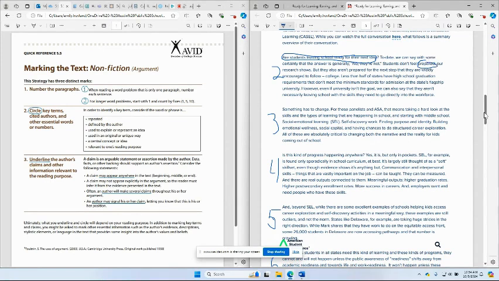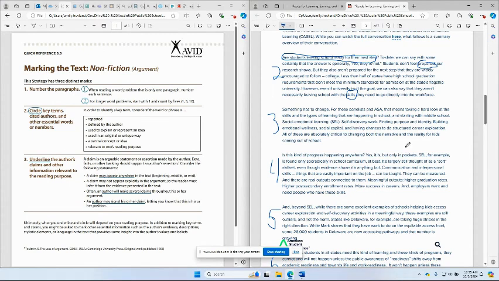And our research shows they also aren't prepared for the next steps that are widely encouraged to follow. College. Less than half of states have high school graduation requirements that meet the minimum standards for admission at a state's flagship university. However, even if university isn't the goal, we can also say they aren't necessarily leaving school with the skills they need to go directly into the workforce. Okay, we're seeing skills again and being ready.